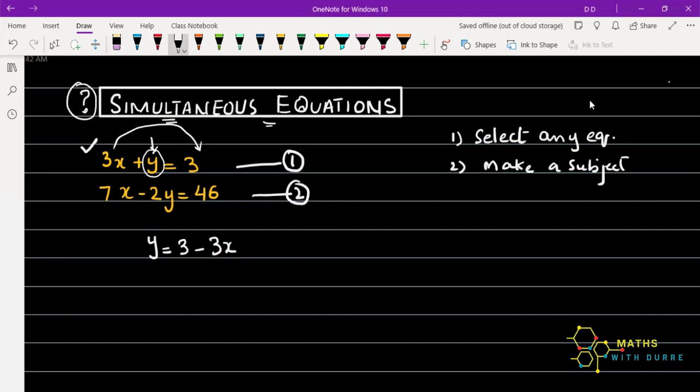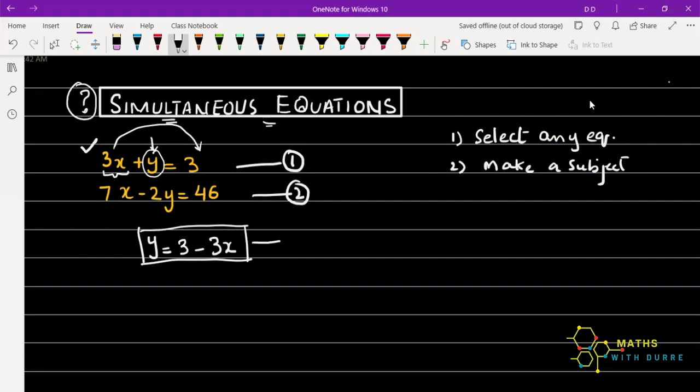Why did this minus 3x happen? Can you identify, figure out? Yes, because you have to move the whole term to the other side of the equation. There isn't any coefficient of y, so that's why you can keep y as an expression. So here you find the value of y in terms of x.